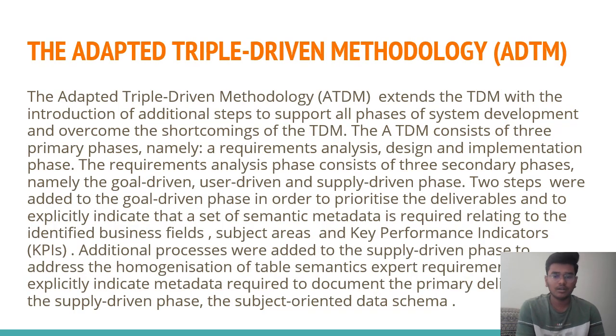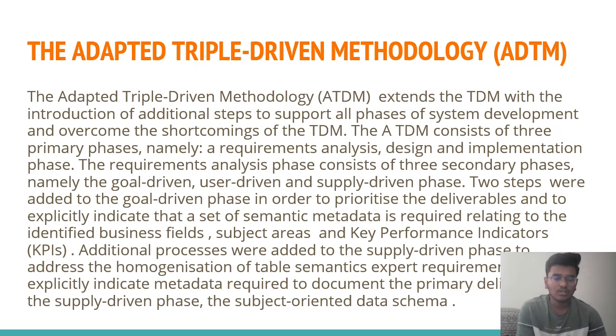The adapted triple-driven methodology. The adapted triple-driven methodology extends the TDM with additional steps to support all the phases of system development and overcome the shortcomings of the TDM. The TDM consists of three primary phases, namely requirement analysis, design, and implementation, and the requirement analysis phase consists of three secondary phases, namely the goal-driven, user-driven, and supply-driven phases.